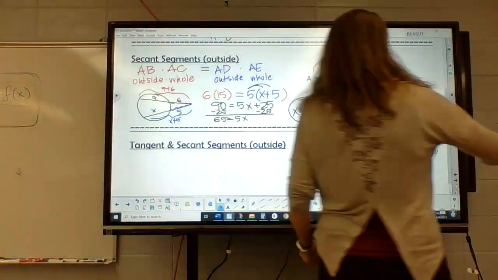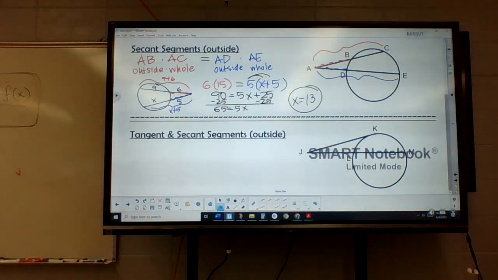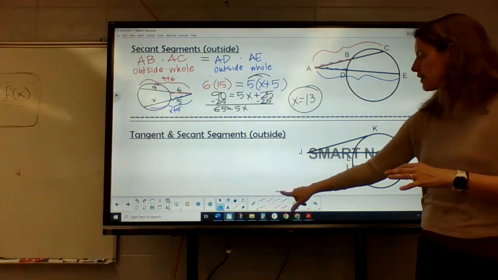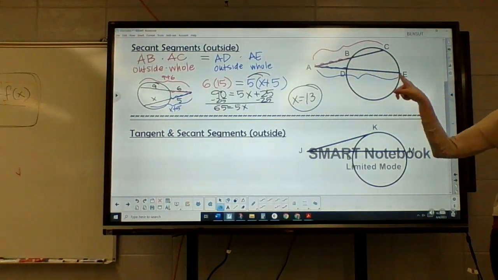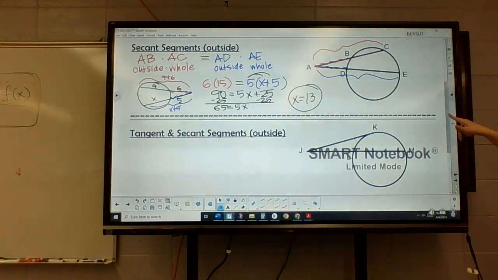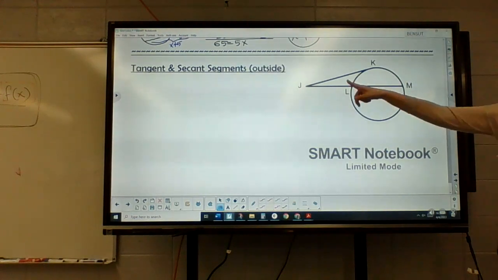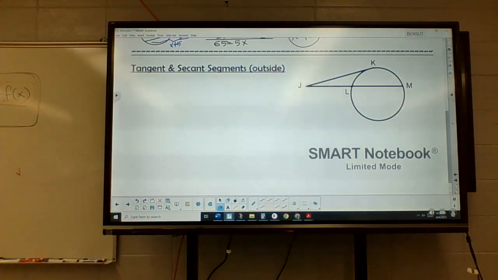Then our last rule for today is now taking a tangent and a secant together. So noticing the difference between these two. The secant, both of them go inside the circle, whereas this one, a tangent, just stays on the outside. So there's a different rule with this one.